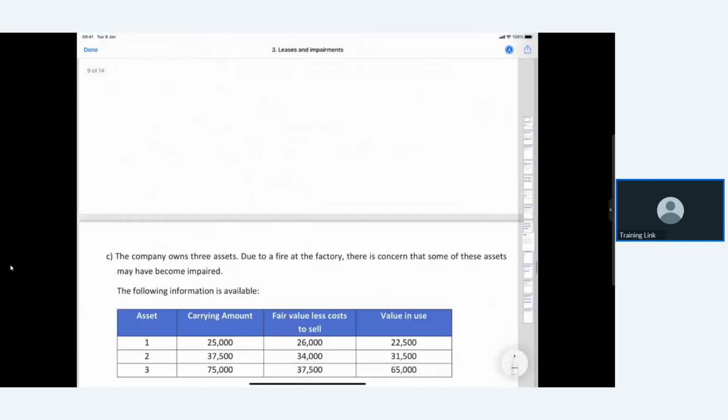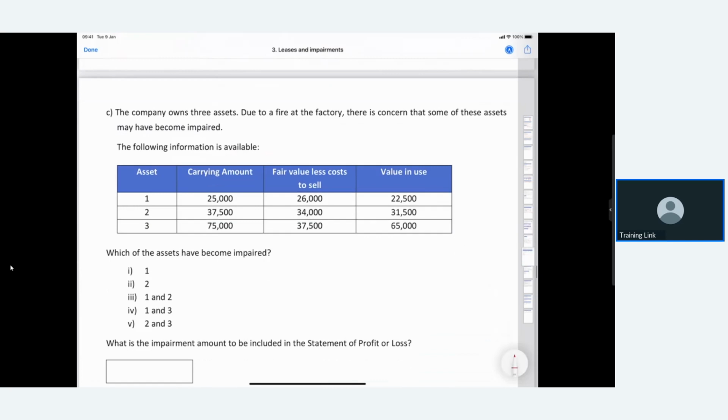Okay, moving on to Part C. The company owns 3 assets. Due to a fire at the factory, there is concern that some of these assets may have become impaired. The following information is available. So we've got carrying amount, fair value less cost to sell, and value in use. So what we're saying is if these two are both lower than the carrying amount, then there is an impairment, and we need to value it at the higher out of these two.